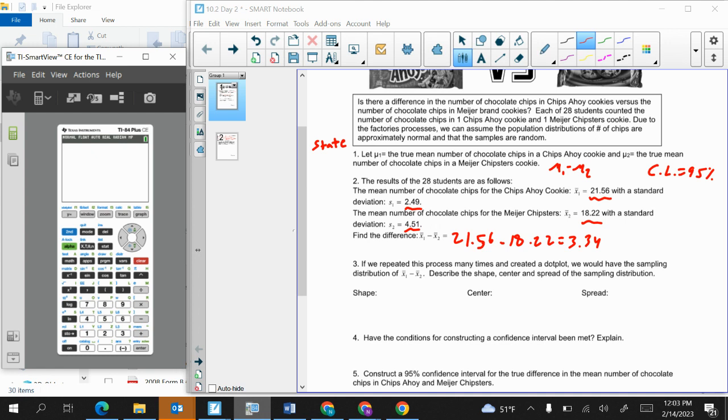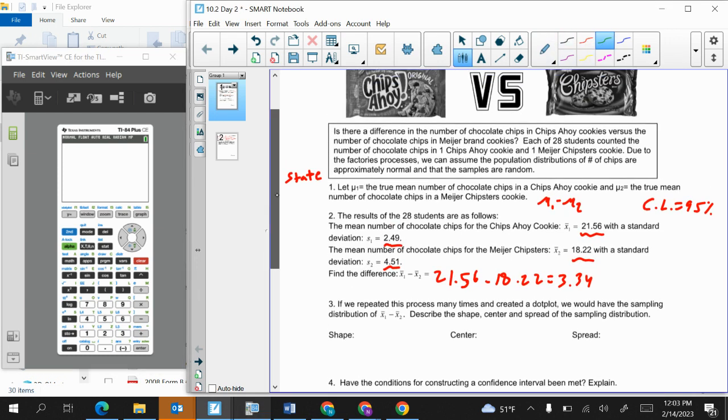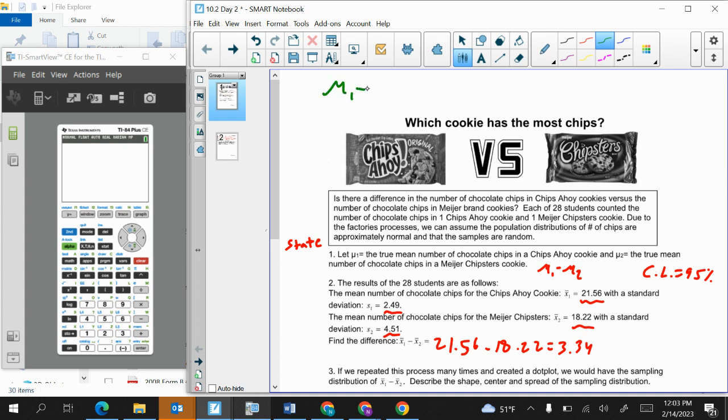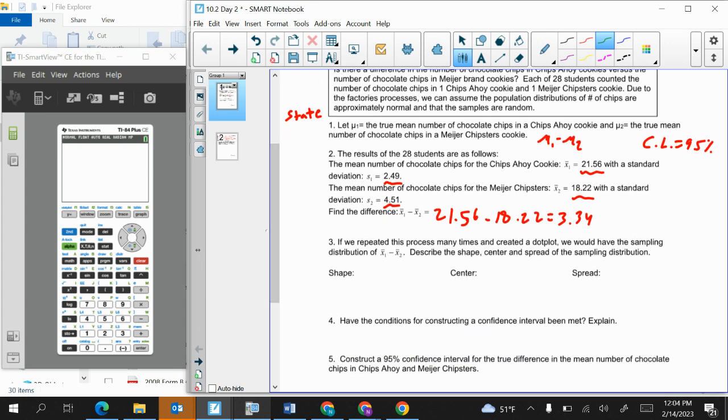Important to realize that this is a difference in means. We are going to do mean 1 minus mean 2, which means this is two sample data, which is different than that one sample pair data that we talked about. So we actually have two different samples. All right, there's no reason to pair them up. There's no reason to think that this one Chips Ahoy cookie that a kid randomly gets and the one cookie from Meyer has anything in relation to each other. There's no reason to pair it up. So we do actually treat this as two separate samples.